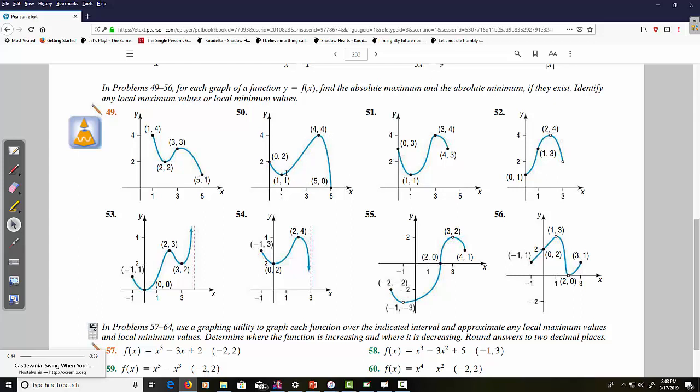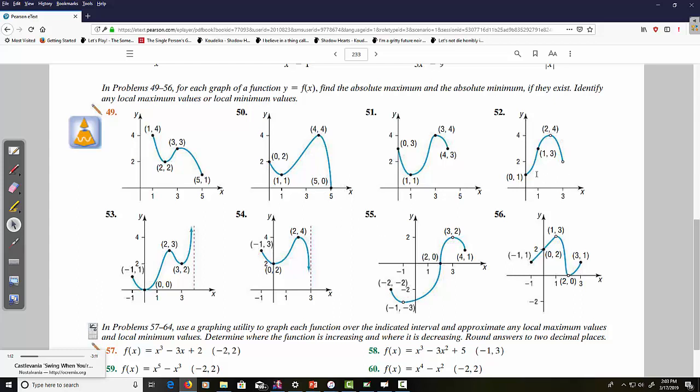It does have a local minimum right here at 1, 1. But it does not have a local maximum other than this one. The local maximum, the only local maximum, is also the absolute maximum of the function. The absolute minimum is one of the endpoints.